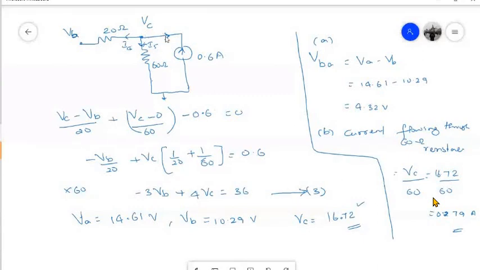And then again, if you look at this particular branch, there is already a current flowing in the opposite direction. But for analysis purposes, I am considering the current in this way. So obviously it will be negative of 0.6, because you know that these two are in opposite directions. You will notice that.